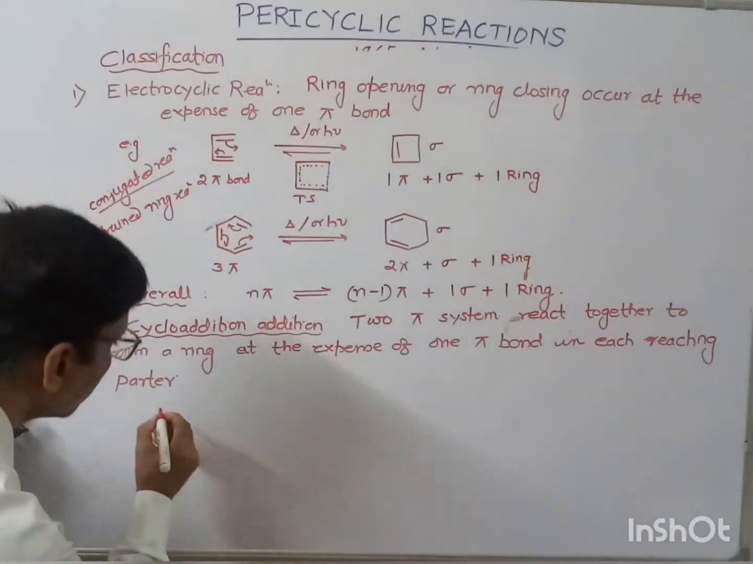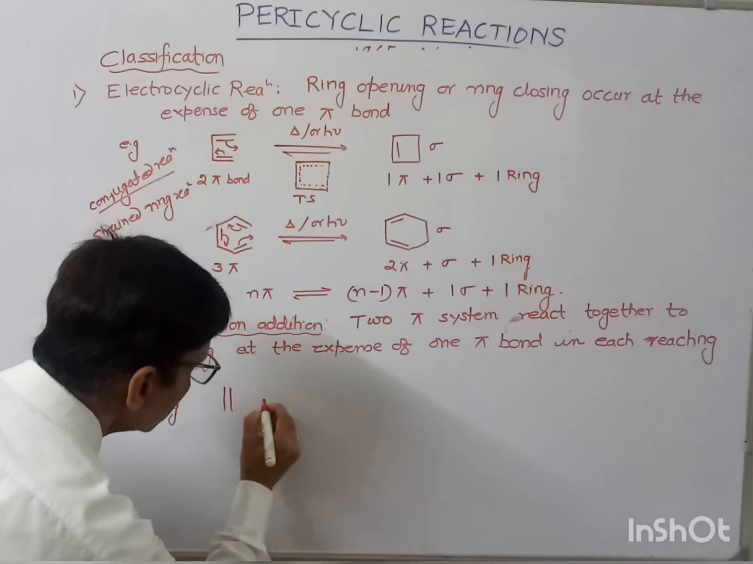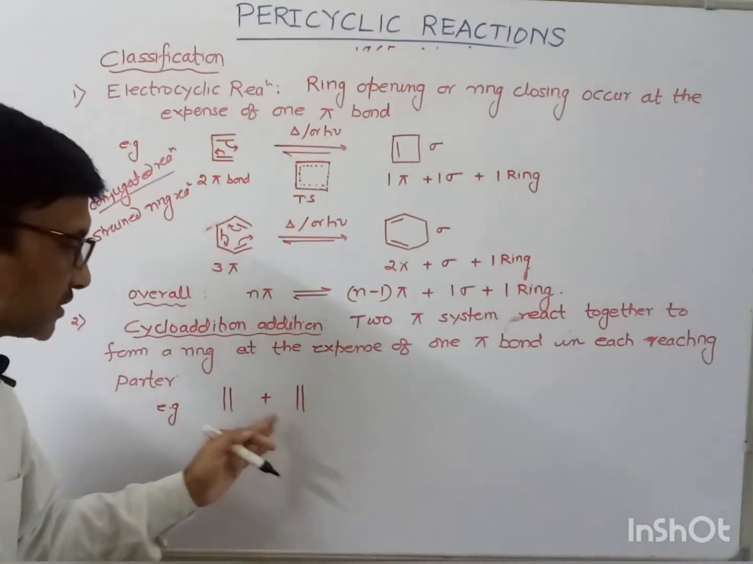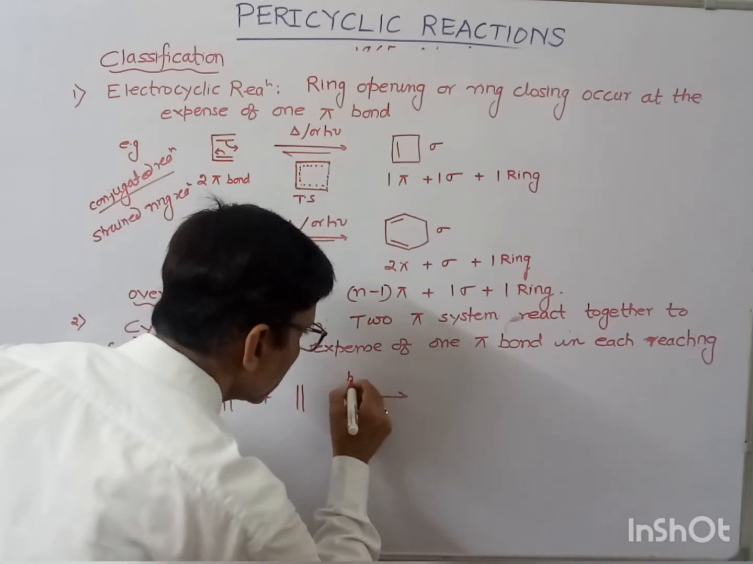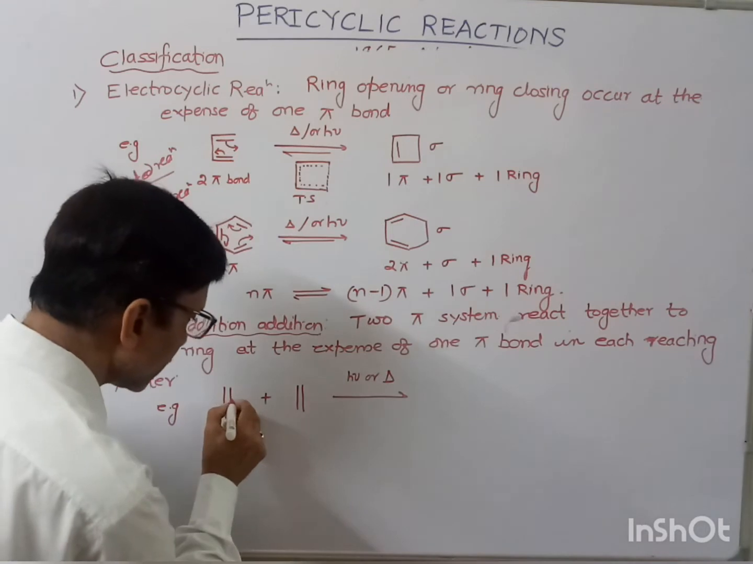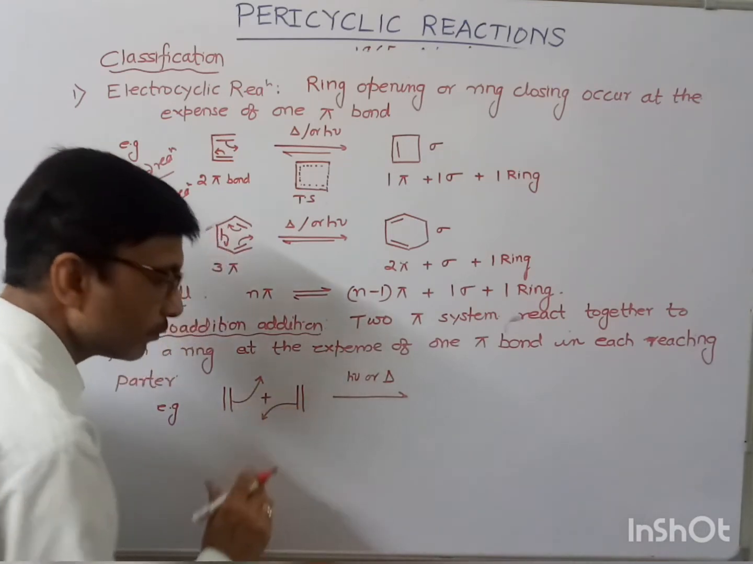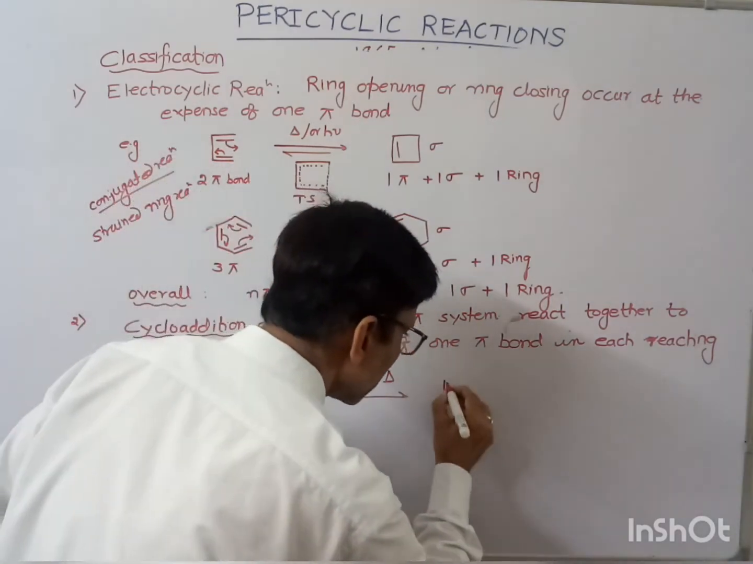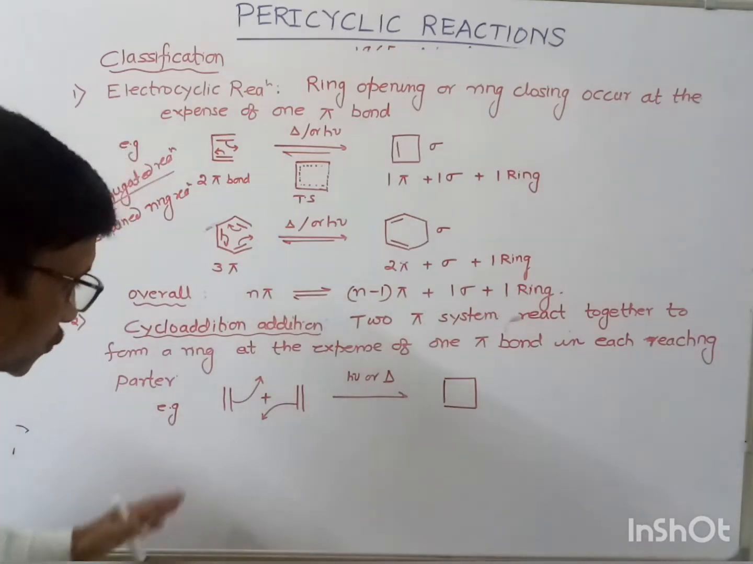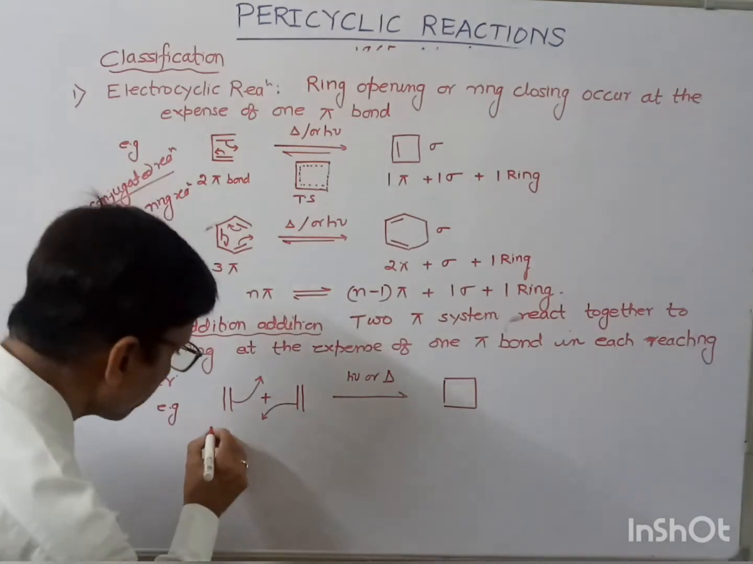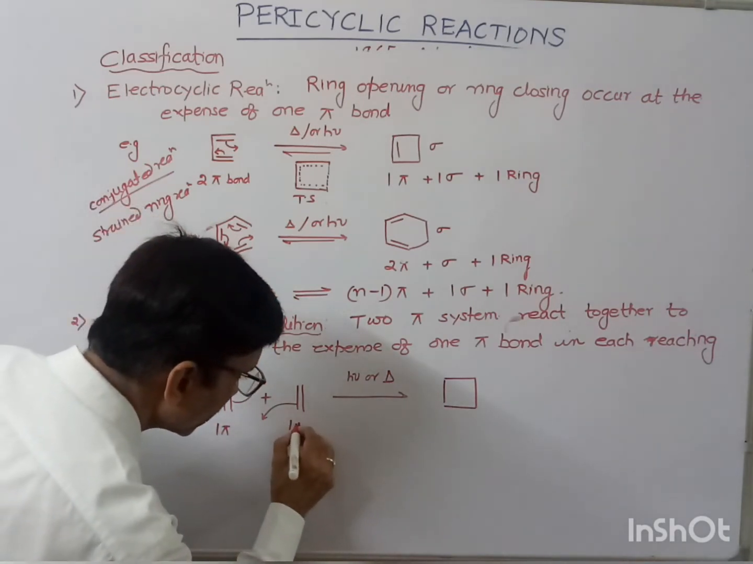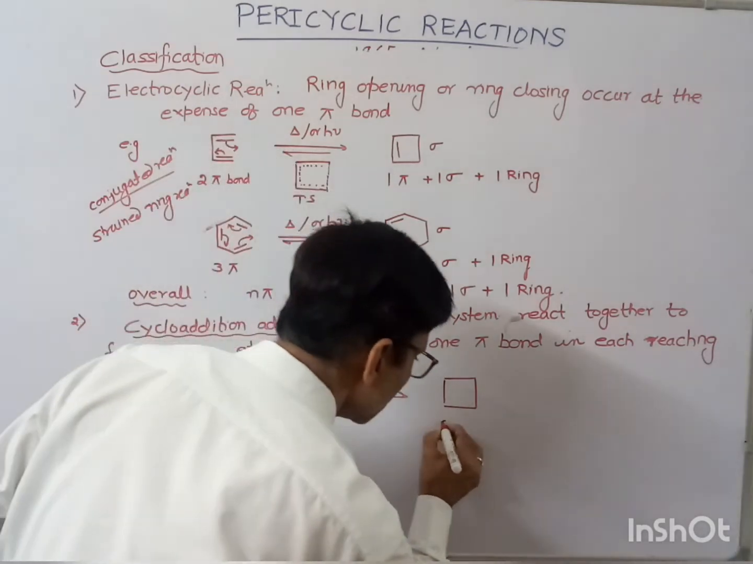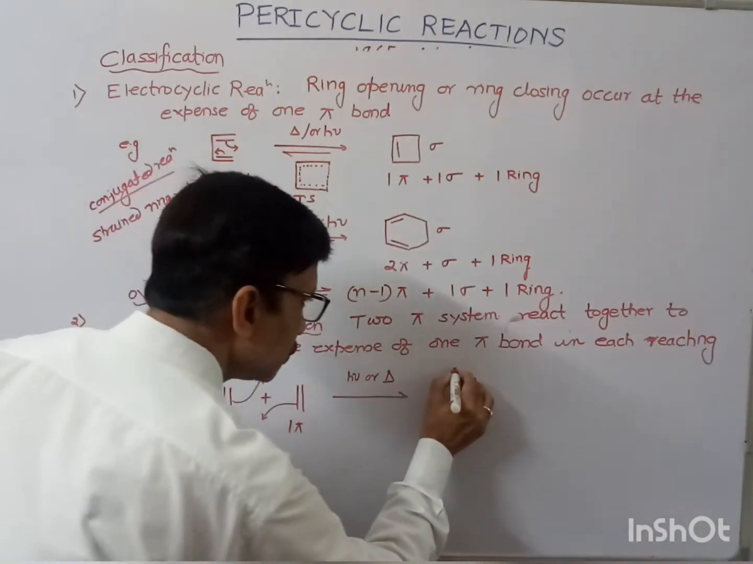Suppose you take the simplest example, where two ethene systems, two pi systems, are the same pi system. If they react in presence of heat or light, a cyclic shift of electrons will start. The pi bonds, being loosely held electrons, will start moving, and it will form a ring like this. It will form a cyclobutane in this case. Here there is one pi bond, and here also one pi bond, so the total number of pi bonds is 2, and in the product 0 pi bonds are present. And you will see two new sigma bonds are formed.